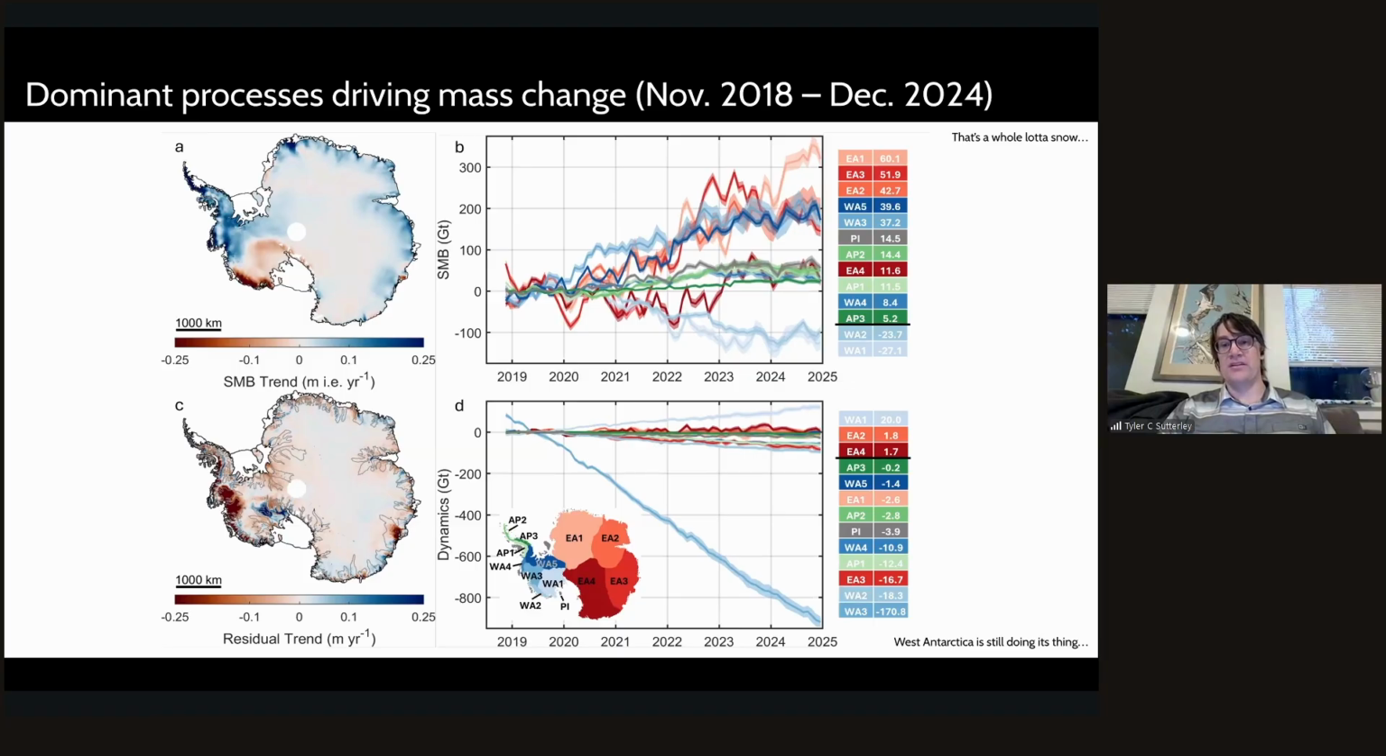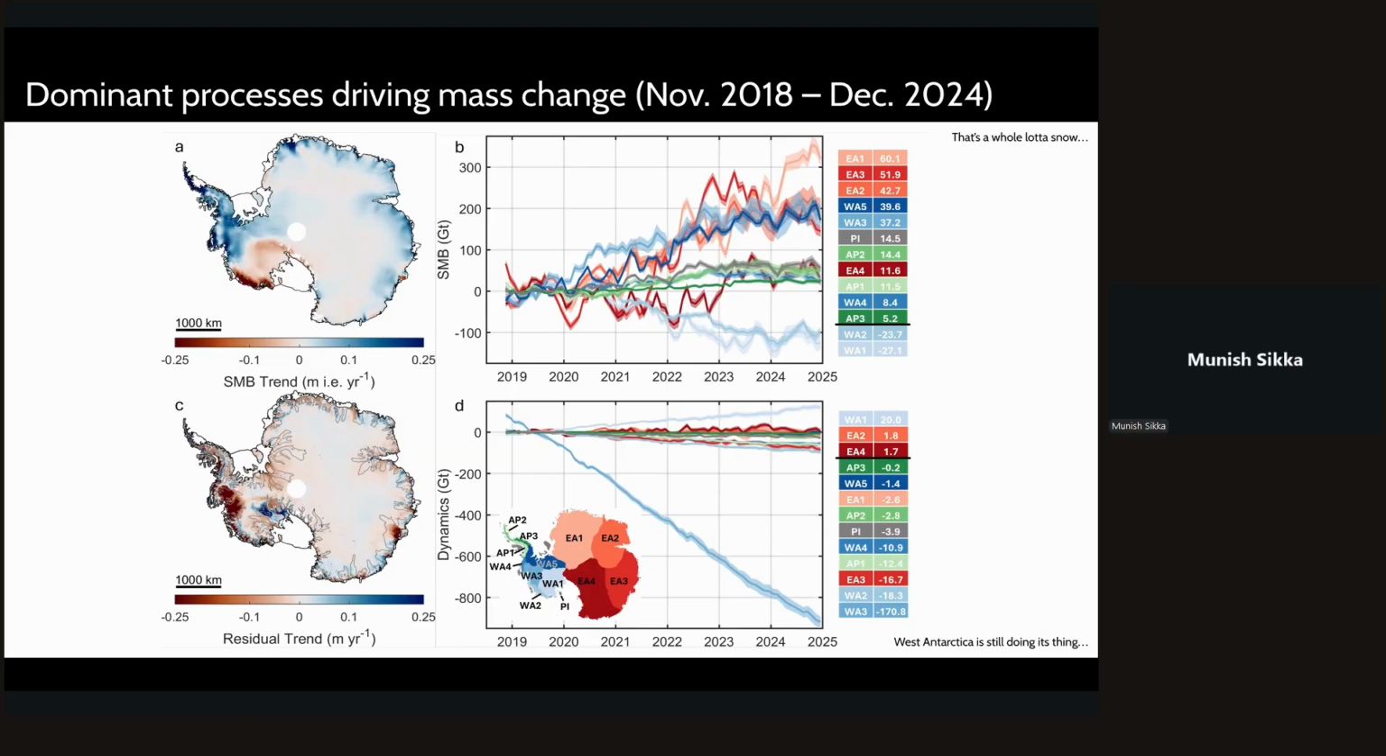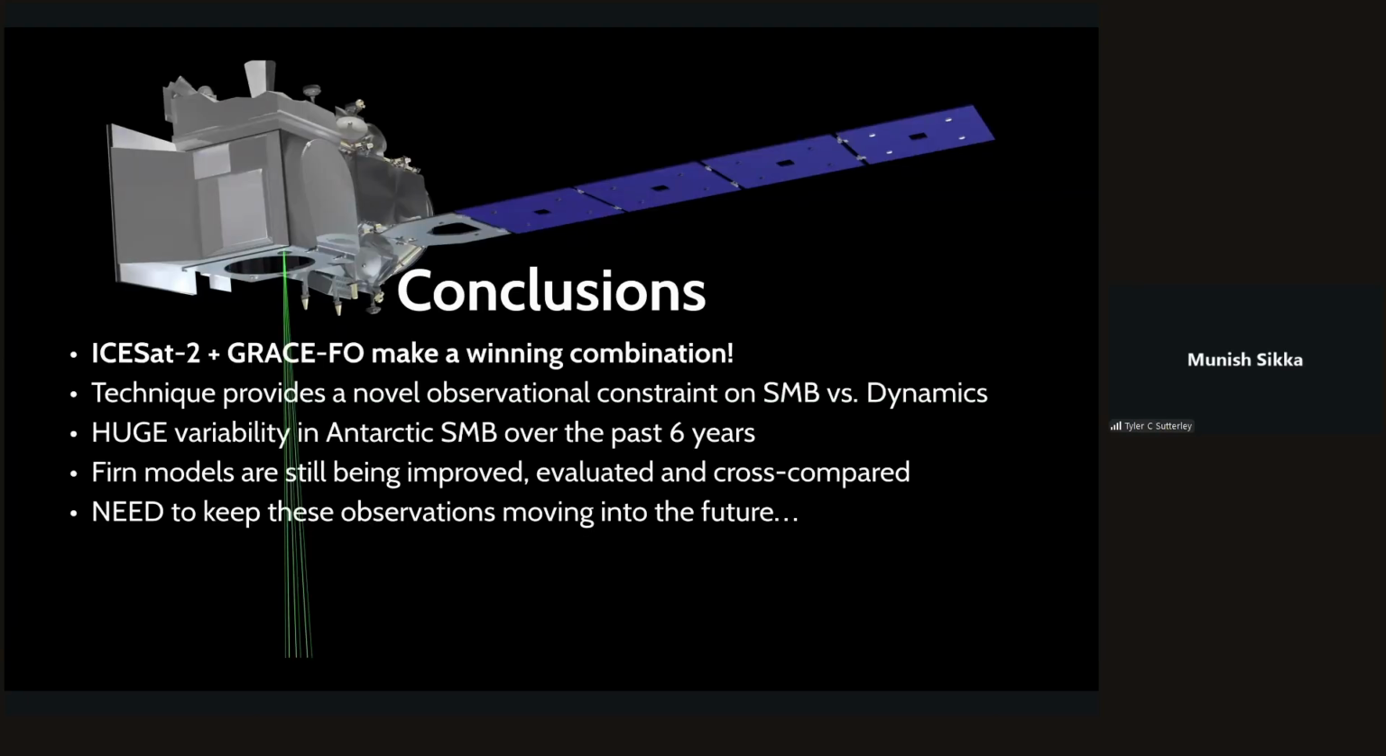And so, as Isabella alluded to, we need to take a lot of things in context and start looking into the processes driving these changes, and be careful about what we're saying about mass change and accelerations when we're looking at shorter time series, particularly with Antarctica, which has so much variability over the short term and long term. But again, West Antarctica is still doing its thing. That's the mass balance story, still doing its thing.